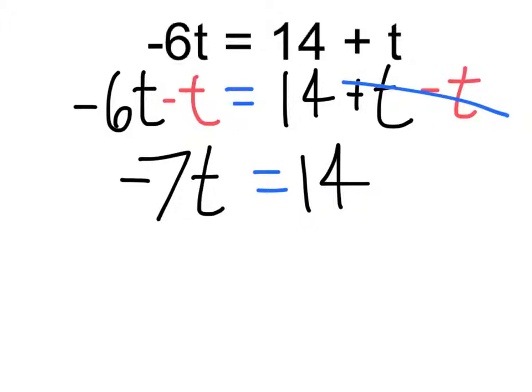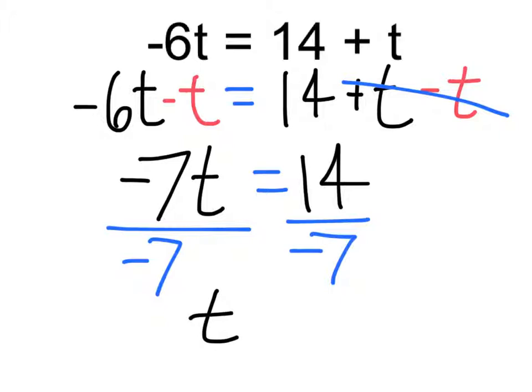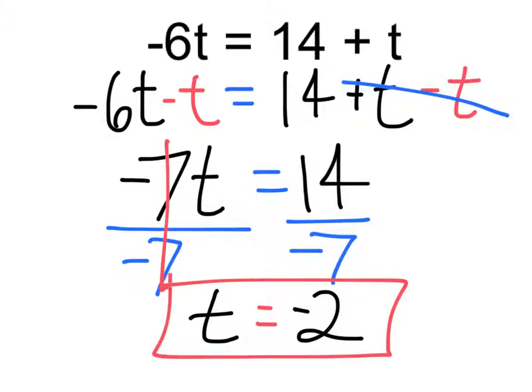The opposite of times is divide, or division. And if we divide both sides by negative 7, what does that mean? Well, the negative 7's cancel out, and all we're left with is t equals what? 14 divided by negative 7 is negative 2. And that, my friends, is our answer.